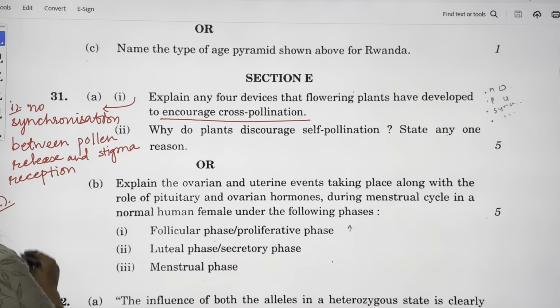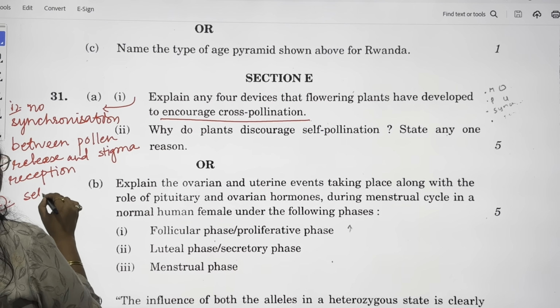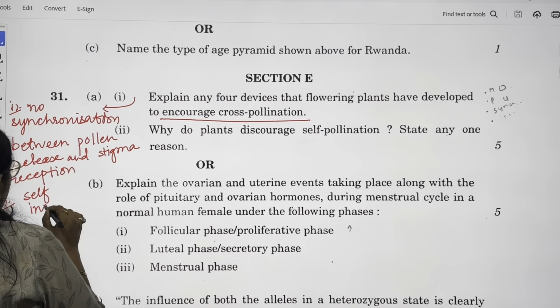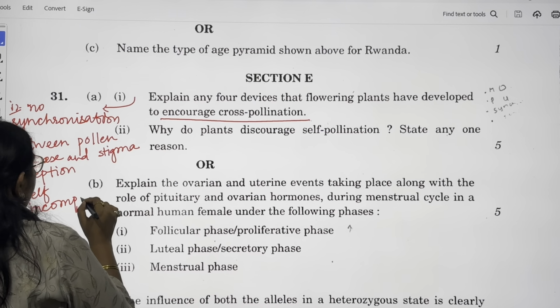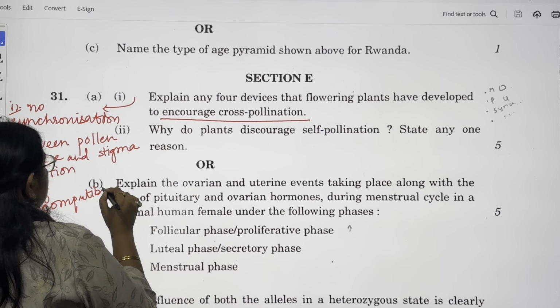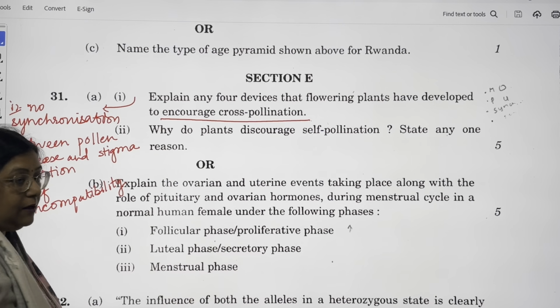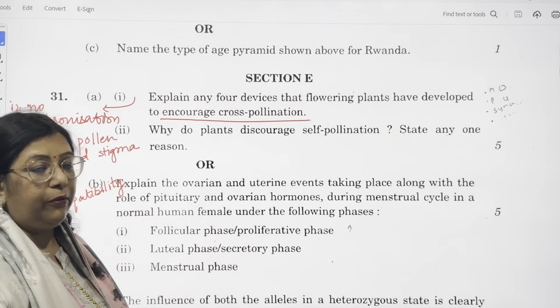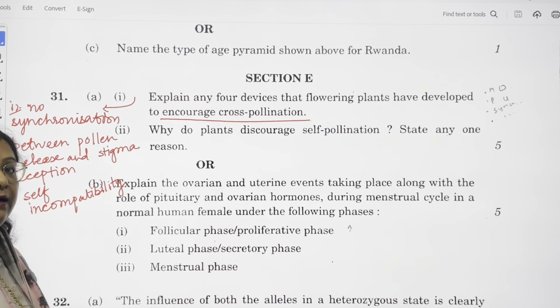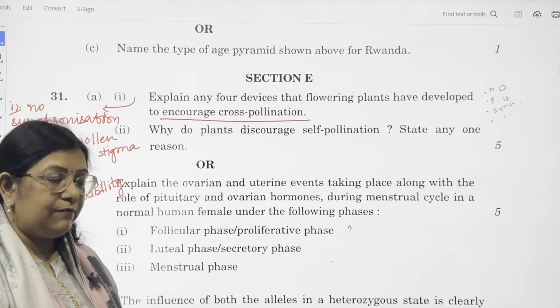Second is self-incompatibility. Self-incompatibility means when the stigma rejects its own pollens. Stigma of the flower rejects the pollens of its same flower.